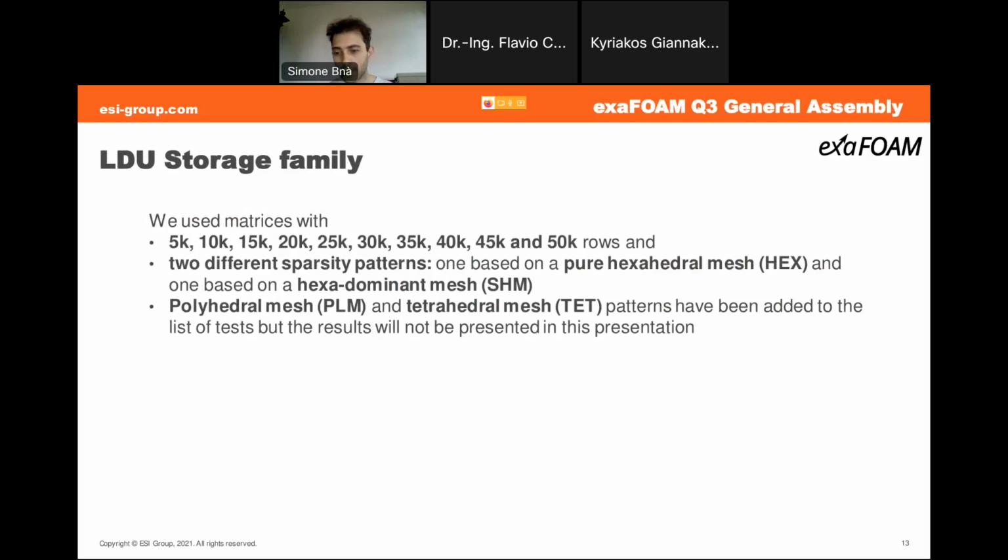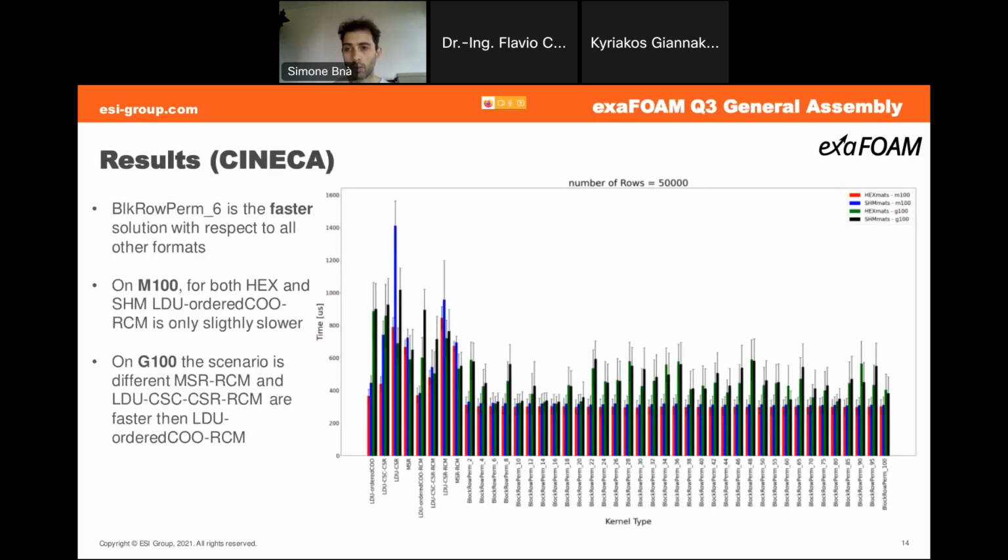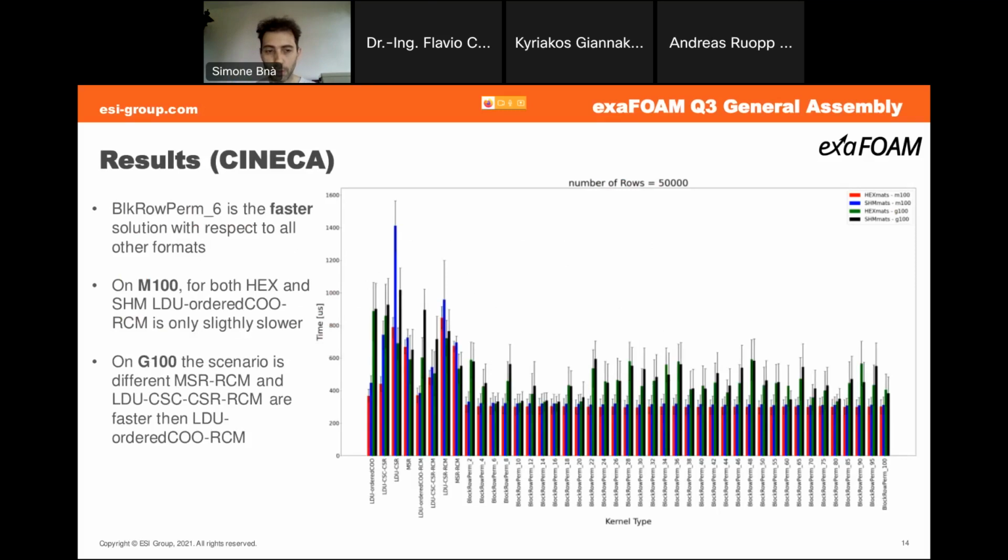We also ran all the tests in parallel, which means that each core loads a matrix of size from 5K to 50K. So for a single node, the matrix is much bigger, because it is this size multiplied by the number of cores. At CINECA, we ran the tests using the tier-0 and tier-1 clusters we had at the moment last year when we ran the tests: Galileo 100, which is an Intel-based cluster, and Marconi 100, which is a PowerPC-based cluster. As you can see from this picture, the results depend on the cluster, which is obvious.